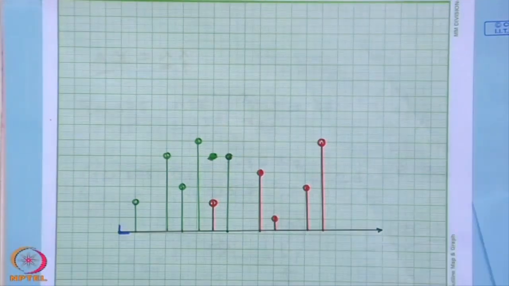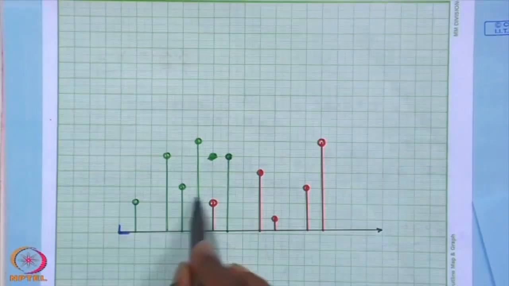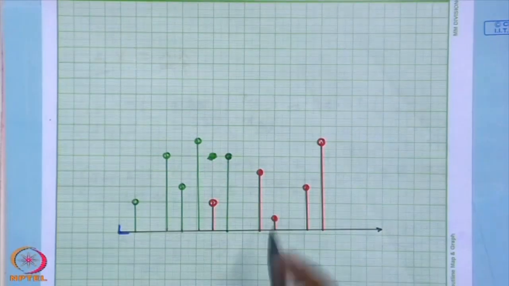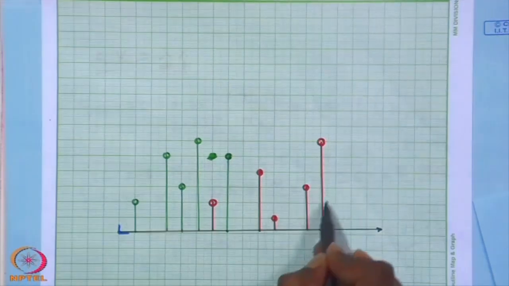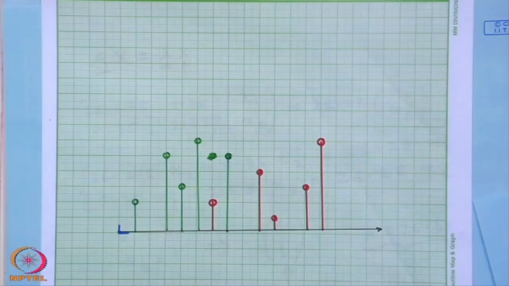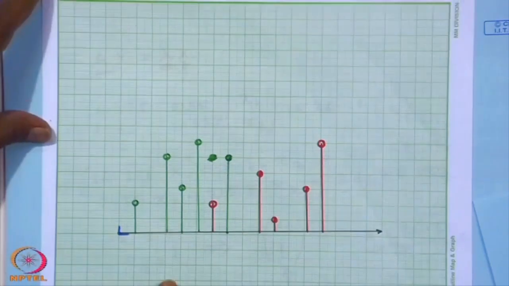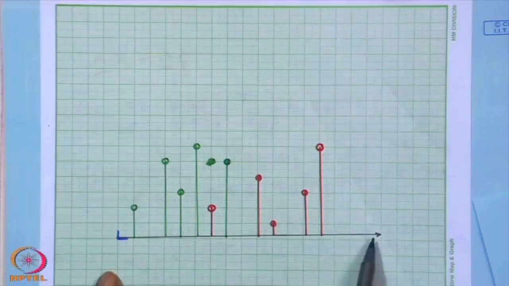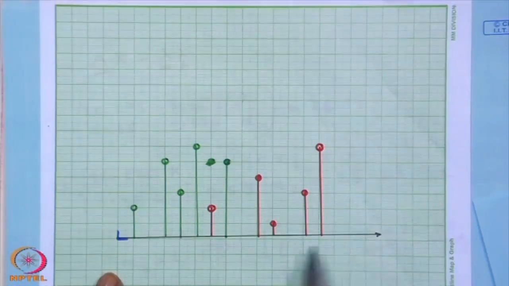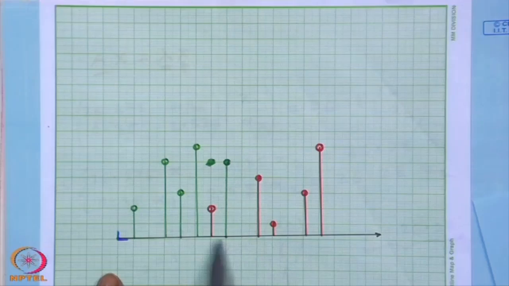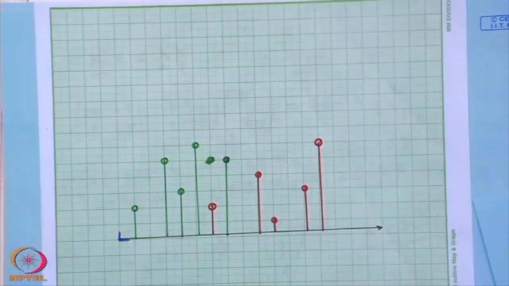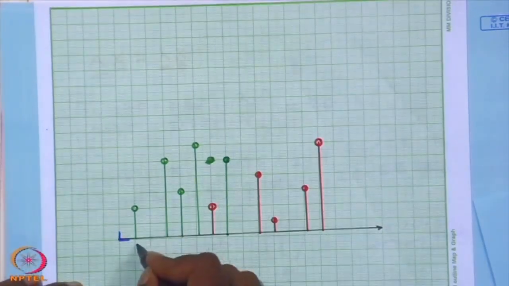So, you find that, as we said, all the feature vectors belonging to class omega 1 are represented by green color, and all the feature vectors belonging to class omega 2 are represented by red color. And when I project these feature vectors onto the eigenvector corresponding to the maximum eigenvalue, these are my projections. So, here you find that feature vectors belonging to class omega 1 are projected.